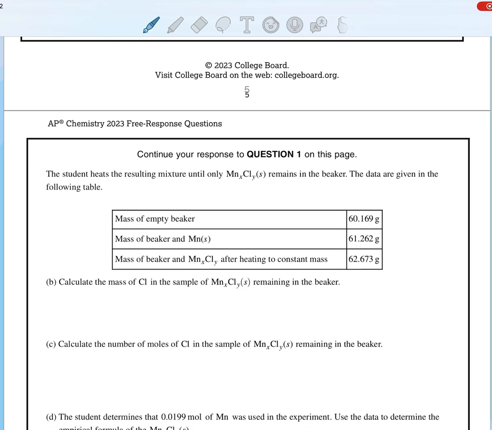We have a data table of lab data, and the first thing we have to do is calculate the mass of chlorine that you got in your product. Remember, this is your manganese salt. That's your product, this manganese chloride.